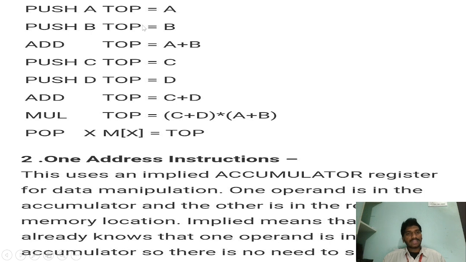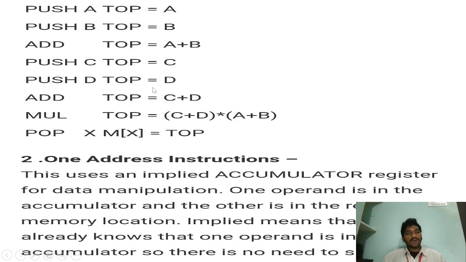For the above expression, first we have to push A, then the top of the stack will be A. Next push B, then the top of the stack will be B. Then we perform the add operation, and the top of the stack becomes the result A plus B. Next push C, then the top becomes C, and push D, then the top will be D.